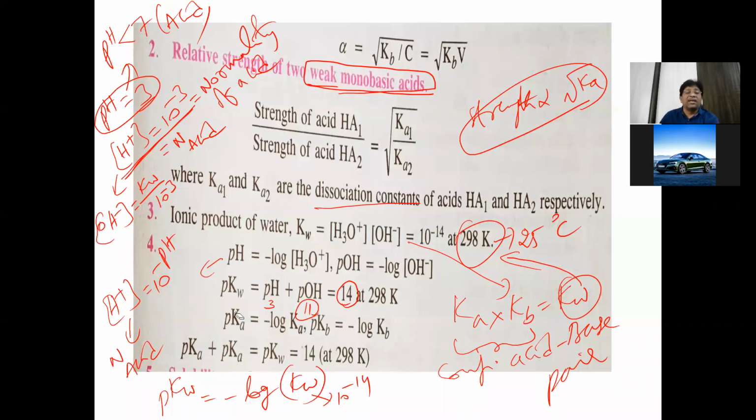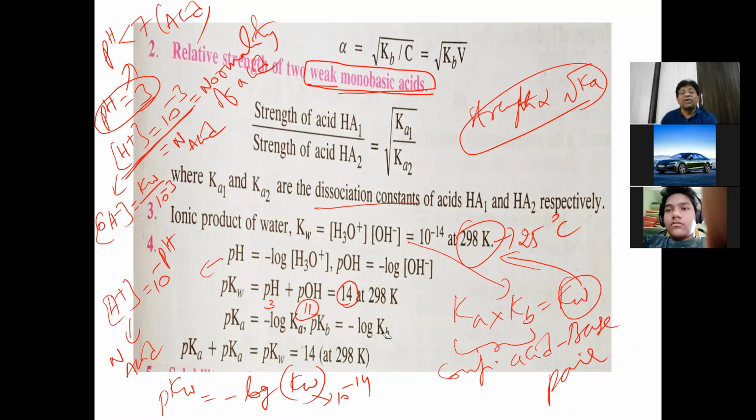And pKa means power of Ka, means minus log of Ka. Negative logarithm of Ka is equal to what? pKa. pKa is equal to minus log of Ka. And pKb is equal to minus log of Kb.